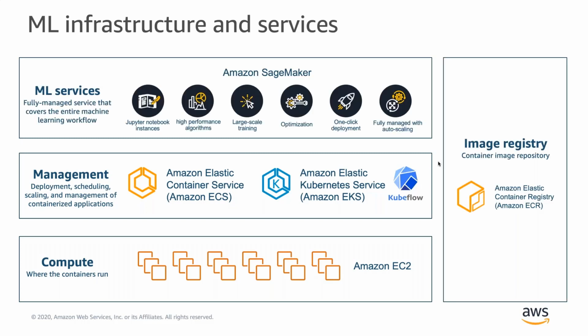Amazon SageMaker is a service that has capabilities for end-to-end machine learning workflows, everything from hosted Jupyter Notebook instances to fully managed training clusters. You can do distributed training, large-scale hyperparameter model tuning workflows. All of the infrastructure is fully managed for you.